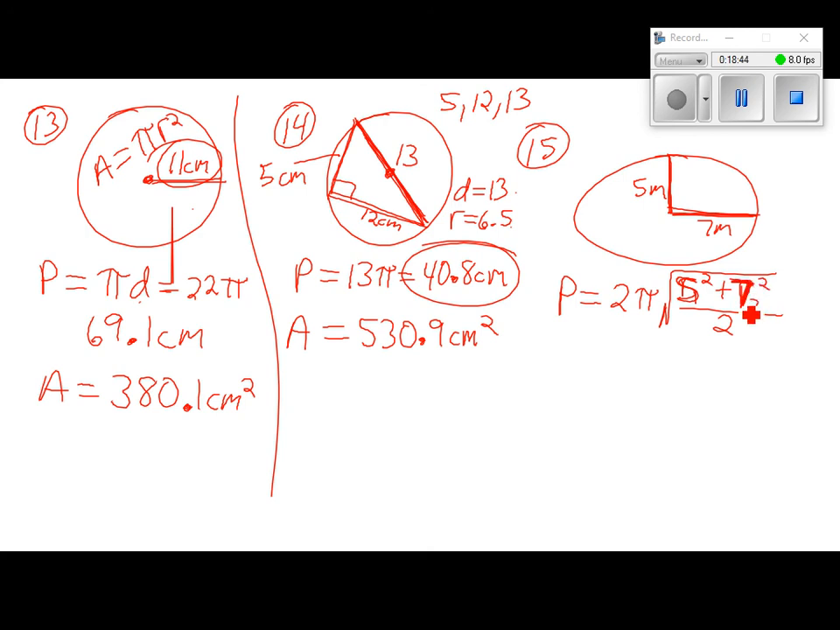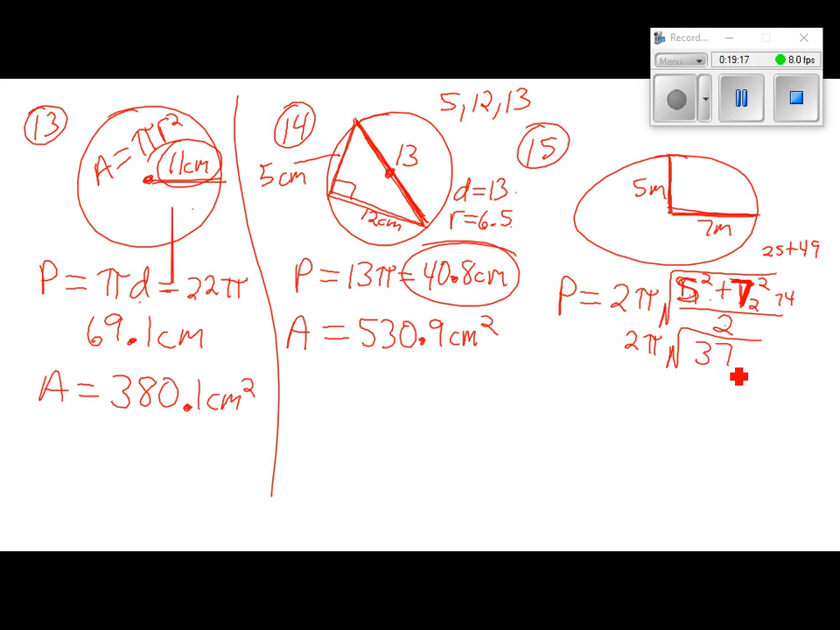And you've got to do some of this separately. If you try to punch all this into your calculator, it's probably going to mess up. So what I usually do is do all the stuff under the radical first. I get 2 times pi times, under the radical, 5 squared is 25, 7 squared is 49, 25 plus 49, you can add that up on your calculator, and you get 74. Then you take 74 divided by the 2 right here, and you end up with 37.